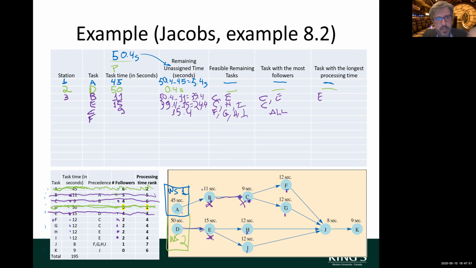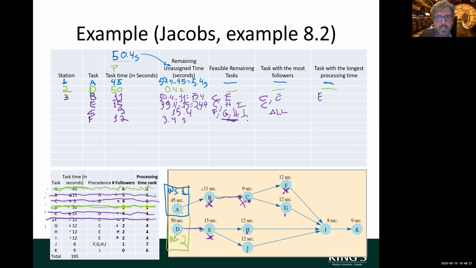So how long does F take? 12 seconds. I'm going to cut this guy out so I never see this guy again. So now I've selected F. F is 12 seconds. So 15.4 minus 12, there's only 3.4 seconds left of idle time. Looking at the remaining tasks, there are no tasks that are that short. Therefore, I'm going to stop this iteration right there.